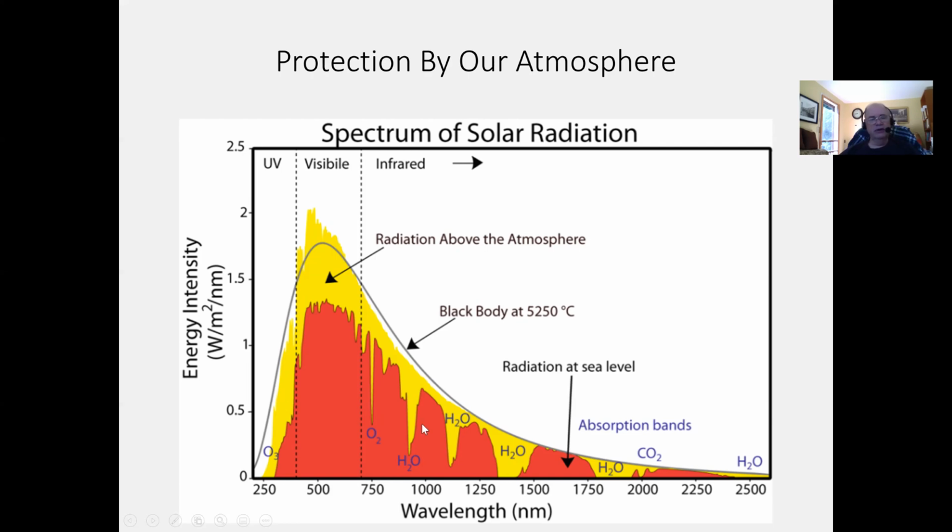So this is a very interesting graph to see the comparison of the yellow, which is what the sun is giving off in this part of the spectrum, from the ultraviolet down to the infrared, and what actually reaches the Earth.